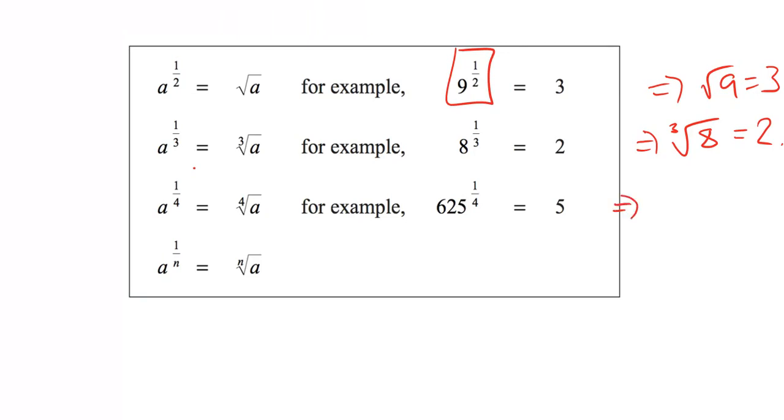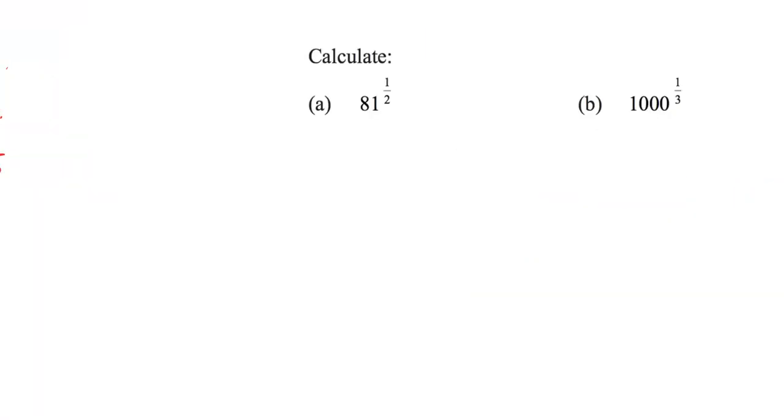This last example is particularly difficult, okay? What multiplies by itself 4 different times to make 625? And you'll be forgiven for not knowing this, but it's 5. 5 times 5 times 5 times 5 makes 625. So that is what's going on here. So let's look at some further examples and see if we can figure these out.